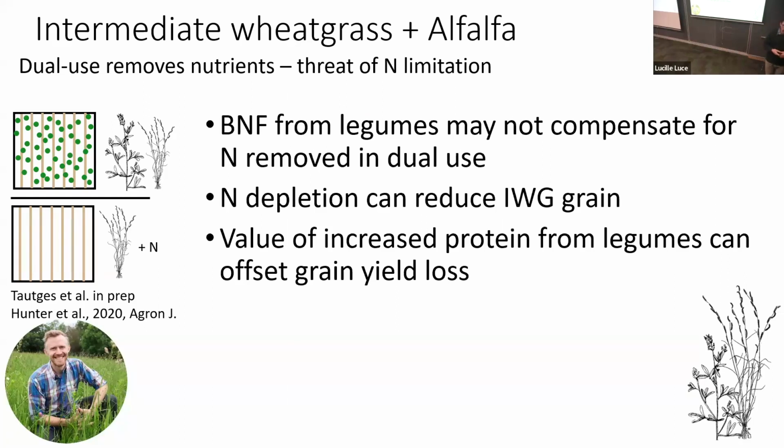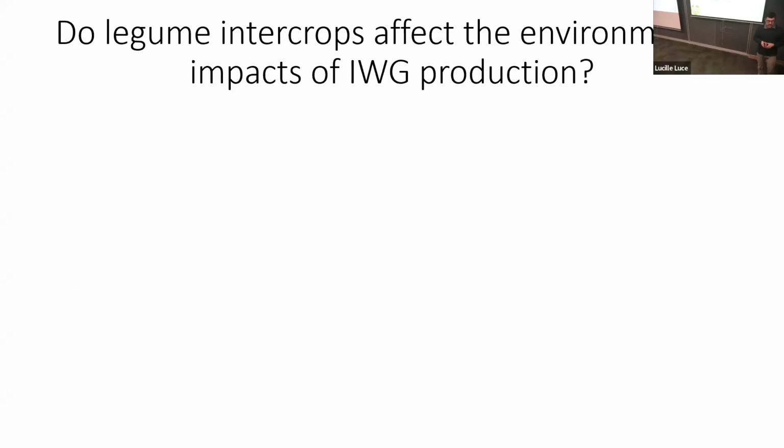But in summary, we've noticed that the biological nitrogen fixation from those legumes might not be enough to make up for all that nitrogen we're removing with the forage. Nitrogen depletion is probably one of the reasons why we saw that grain yield decline with stand age in the intercrop, because it just wasn't getting enough N. And the value of the increased protein from legumes seems to be able to offset that grain decline right now. But again, it's going to depend on the price of the grain and the forage.